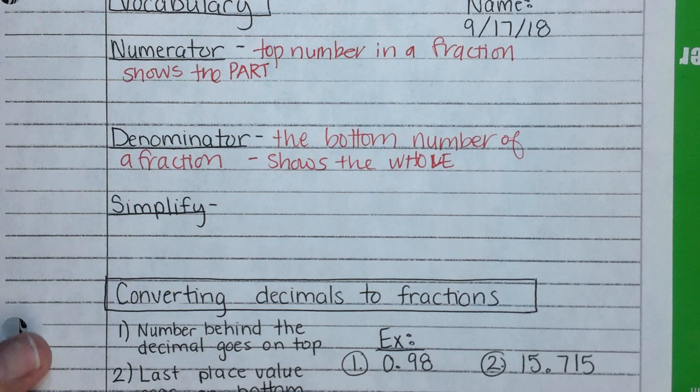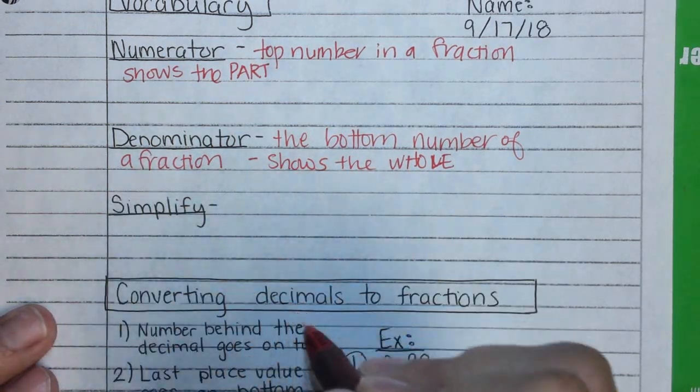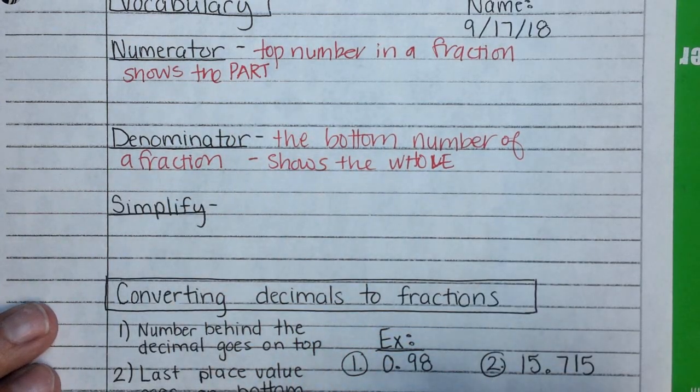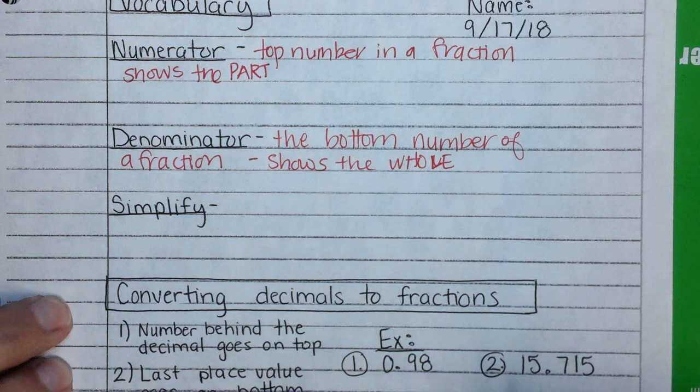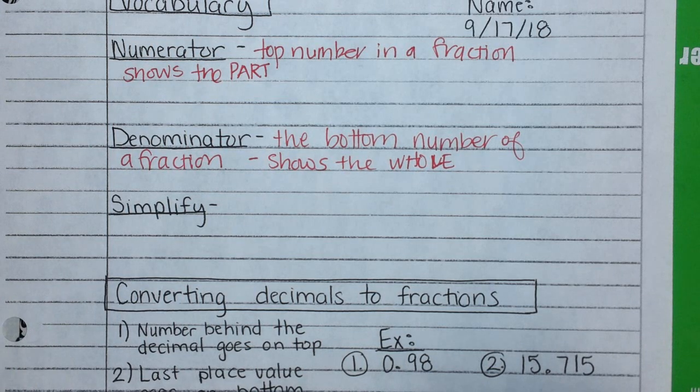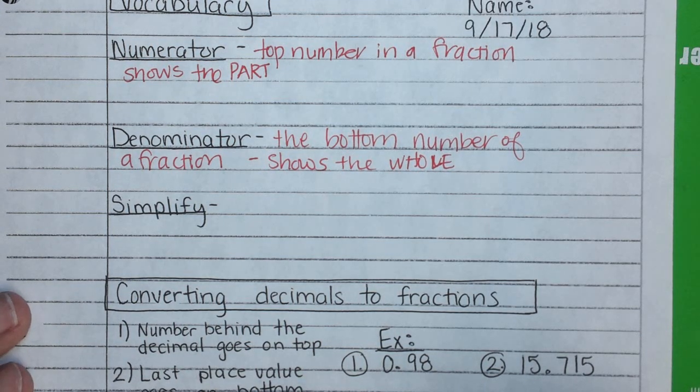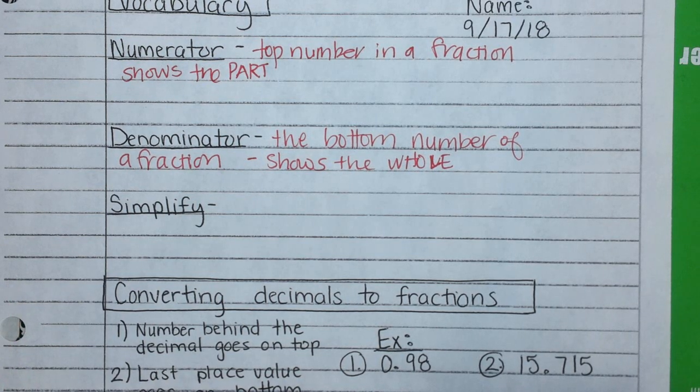Alright, so right here, when we talk about simplifying, I just lost my train of thought. Oh, simplifying. What is simplifying? It's where you take a fraction like 10/20ths and instead of having 10/20ths, you make it smaller, like 1/2. Okay, make it smaller. I like that.